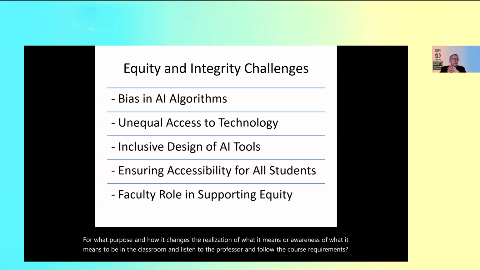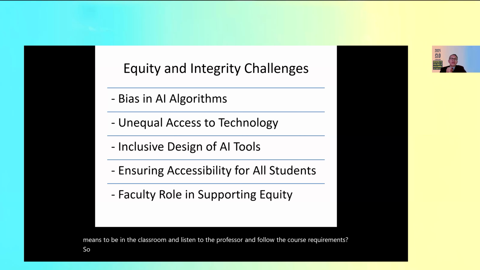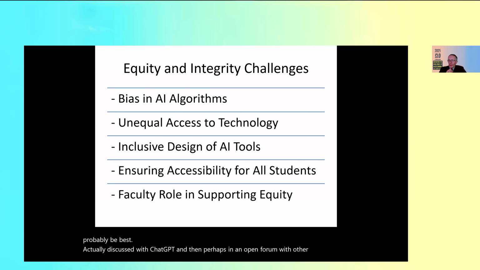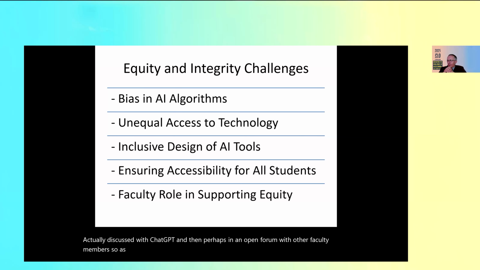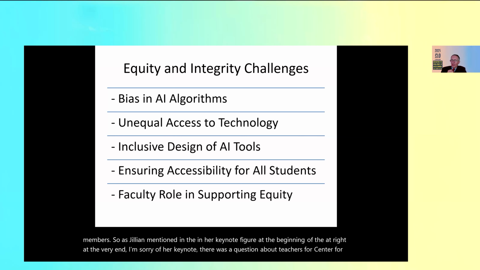So faculty role in supporting equity, I think that would be a topic best discussed with ChatGPT, and then perhaps in an open forum with other faculty members. As Gillian mentioned at the very end of her keynote, there was a question about Centers for Teaching and Learning on our campuses. That probably would be a perfect sphere to address this.